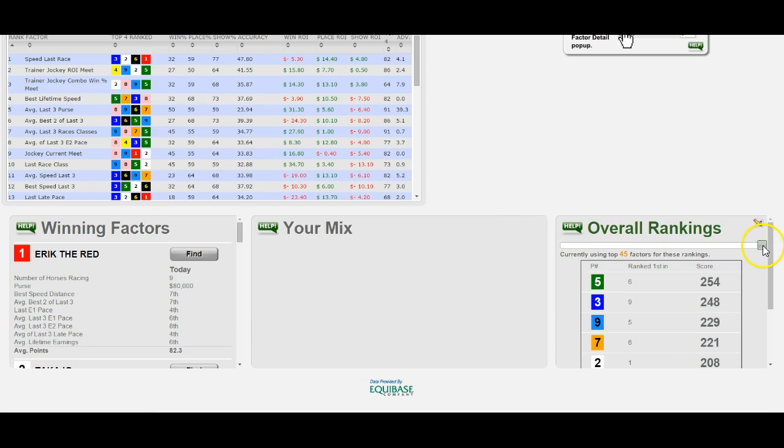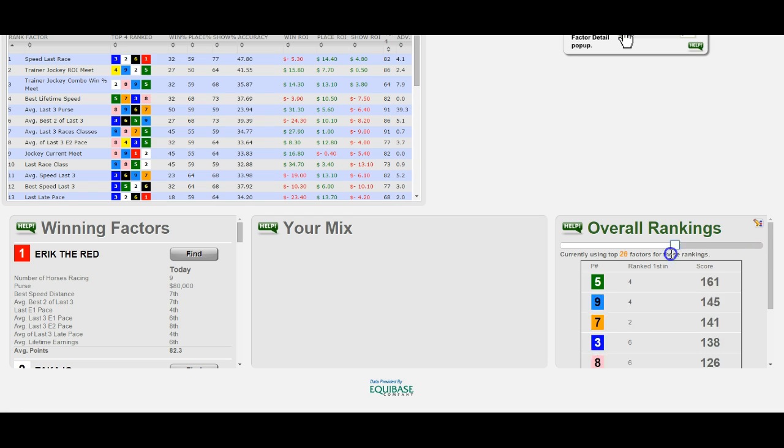Maybe an easier way to look at that is let's change the overall rankings using this slider. As I move this slider, you're going to see this number go up and down. It's really simple. All the way to the left, you're looking at one factor. So this is ranking all of the horses based on one factor, which is the top factor. And as you slide it to the right, you're adding in more. So you're either looking at the best factor, the best 2 factors, the best 3 factors, and so on, all the way to using all 45 factors.